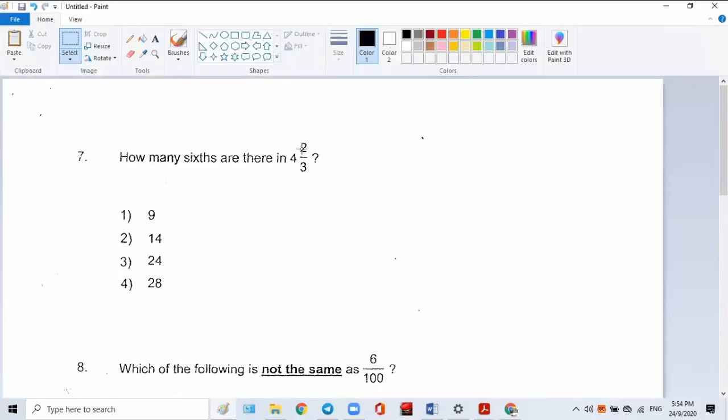How many sixes? So you change it to 6 first. Okay, can? So 4 and 2/3, change to 6 is what? The 2/3 change to 6 is what? This one times 2 to change to 6, right? Because of that, the top also times 2, it becomes 4 and 4 out of 6. Yes? Since you want sixes.